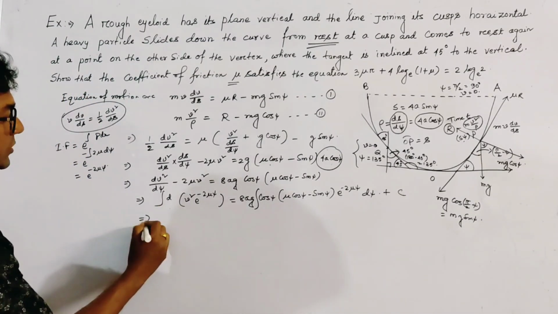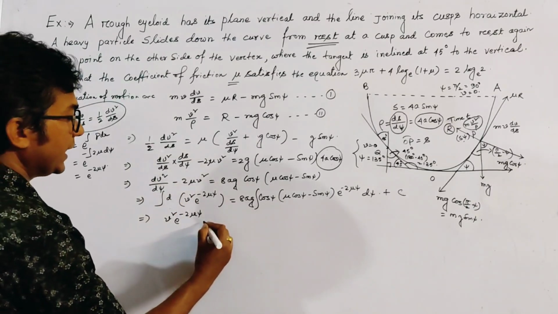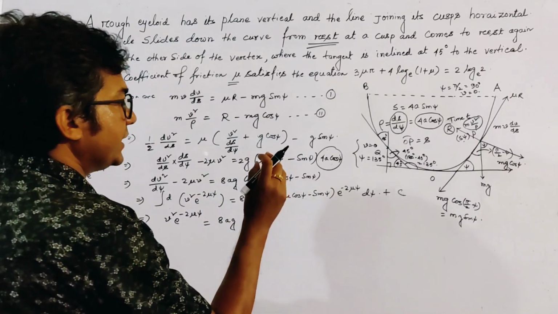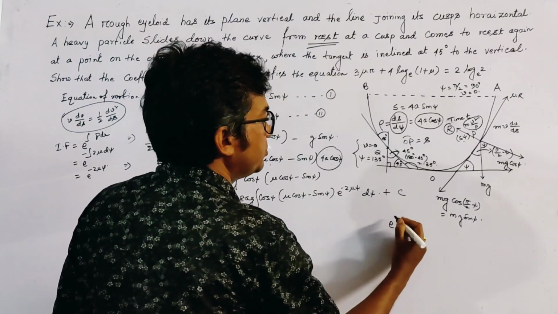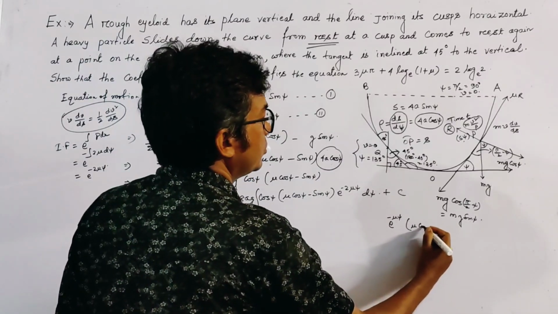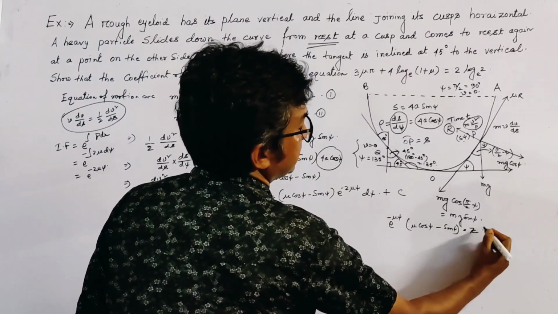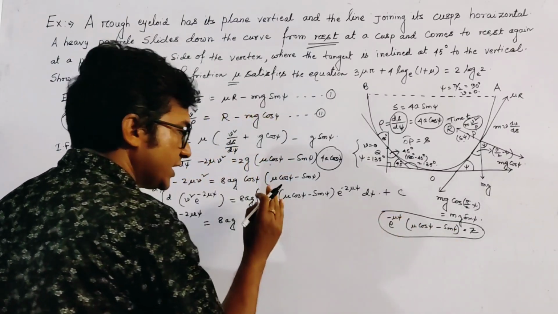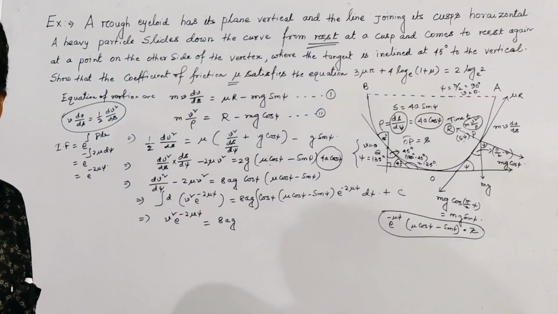So by integration we get v square e to the power minus 2 mu psi equal to, the right side is 8ag. Okay, and in this type of integration we put here e to the power minus mu psi into mu cos psi minus sin psi equal to z. This is a very short trick to integrate this type of large integral. Otherwise this integration may be a large problem.